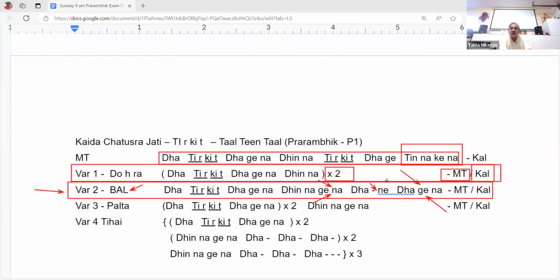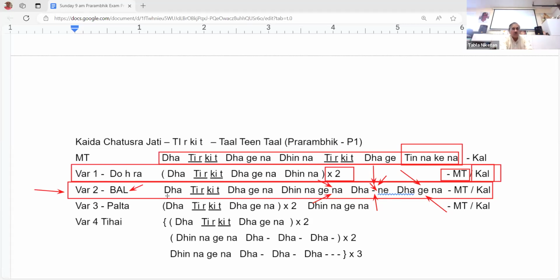So this dha a ne, you can prolong this akar, dha a ne. Don't say dhane. If you say dhane, then you will not be able to account for this pause. Dha a ne, dha a. So add the a, which will take care of that pause. If you say dhane, then you are omitting this pause. So don't do that. That's what you should continue.